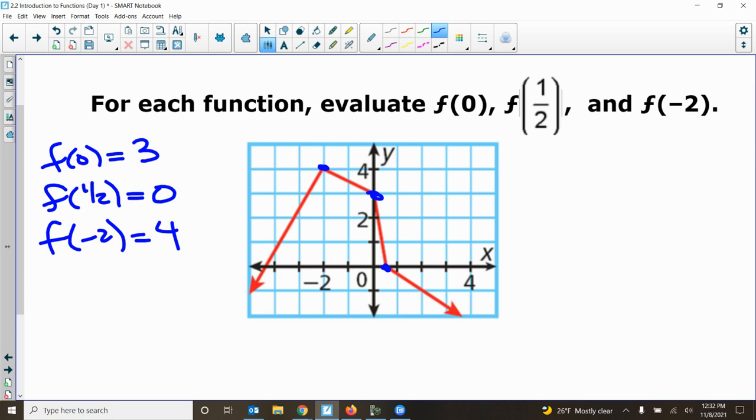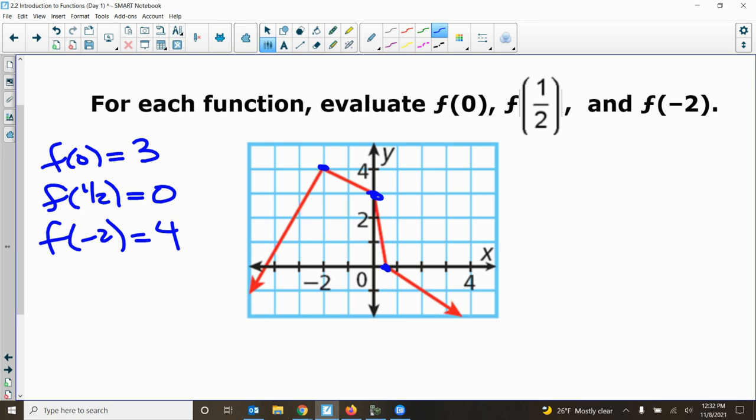Okay, makes sense? The 0, the 1/2, and the -2 are domain values. The 3, the 0, and the 4 are range values. See the difference? And each x gets exactly 1 y. So it is a function. So using function notation makes sense. Questions on this one?